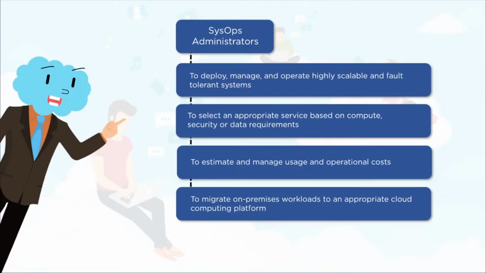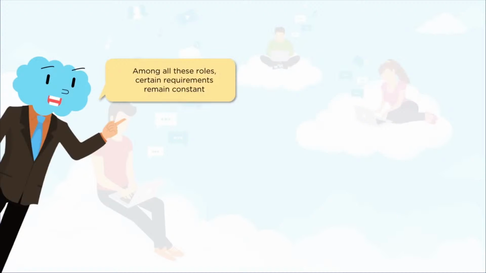Next, we have SysOps administrators. They are involved in deploying, managing, and operating highly scalable and fault-tolerant systems. They need to select an appropriate service based on compute, security, or data requirements. They need to estimate and manage usage and operational costs, and they need to be able to migrate on-premises workloads onto an appropriate cloud computing platform. So among both of these roles, there are certain requirements that remain constant.